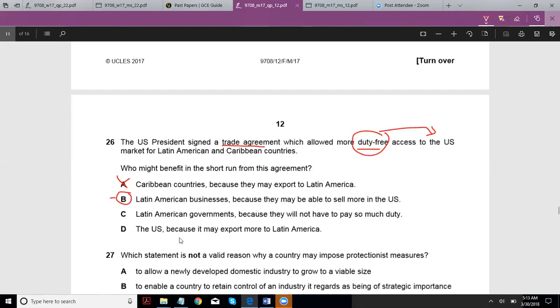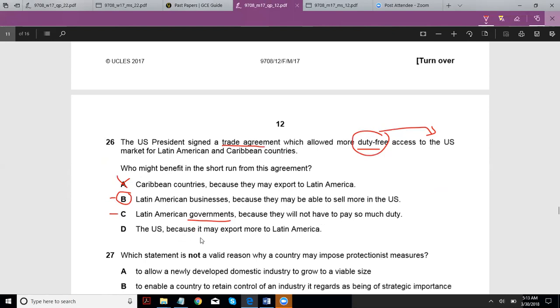So Latin American governments, because they will not have to pay so much duty. Well, not really. The government itself might. Well, it's a bit weird. Governments themselves don't necessarily export; their firms do. Let's just hold on to this for a second.